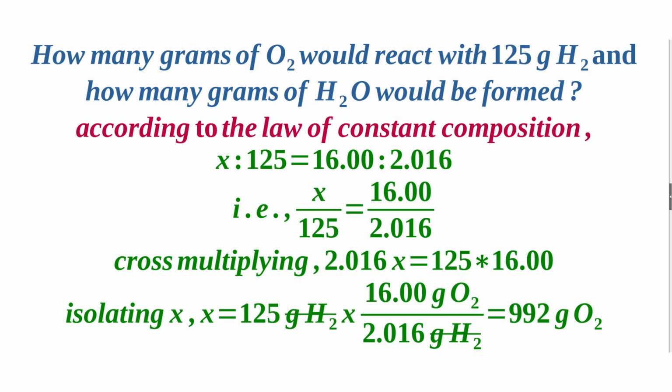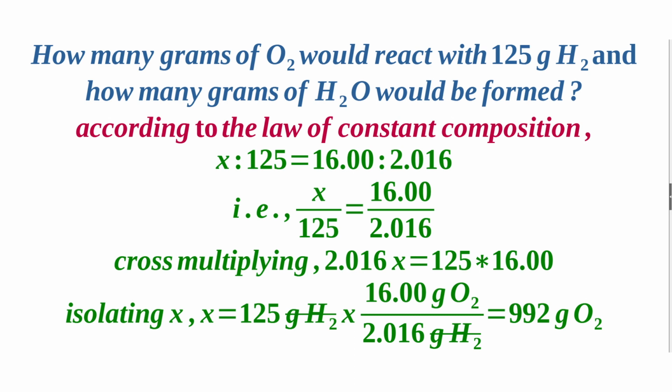The two ratios, namely the ratio of x to 125 that contains the unknown and the known ratio of 16.00 to 2.016 are equal. That is, gram O2 and gram H2 form a proportion. Applying the method of proportions, x over 125 equals 16.00 over 2.016.